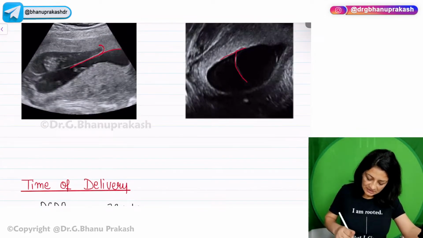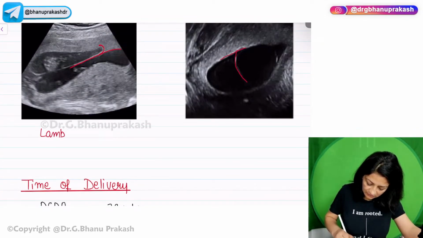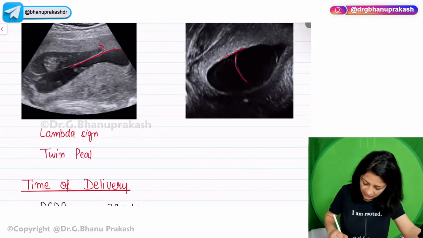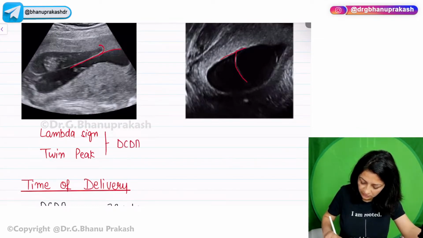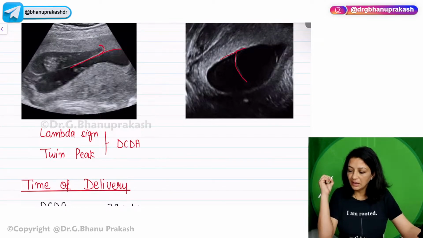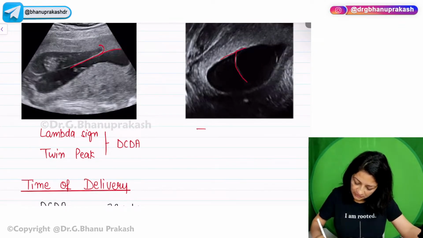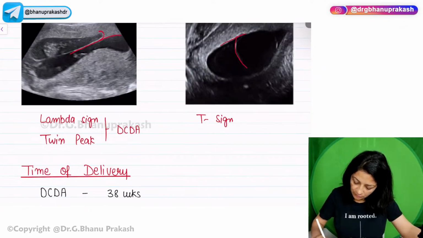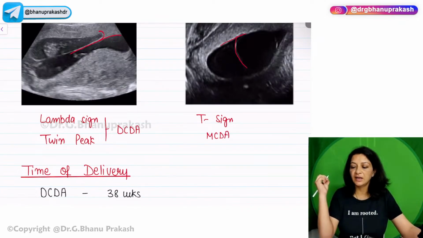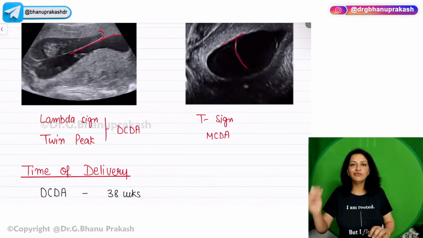So lambda sign, or twin peak sign, is seen in dichorionic diamniotic. Dichorionic, diamniotic. And yes, T sign is seen in monochorionic, diamniotic. Monochorionic, diamniotic. Okay, clear to all of you?